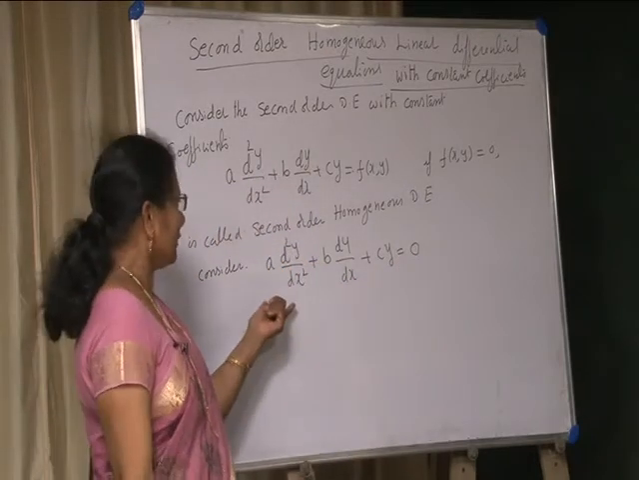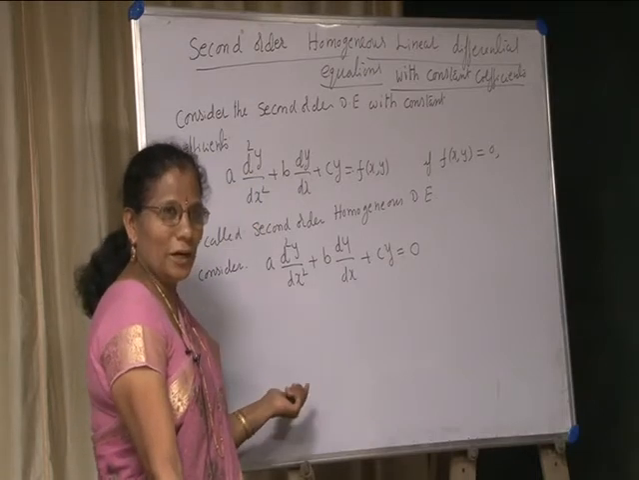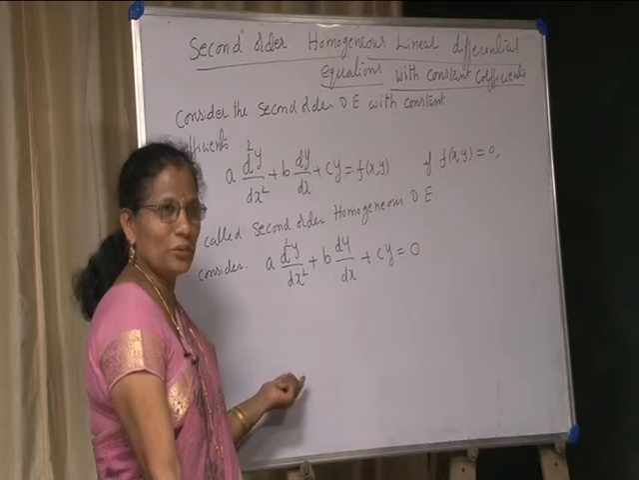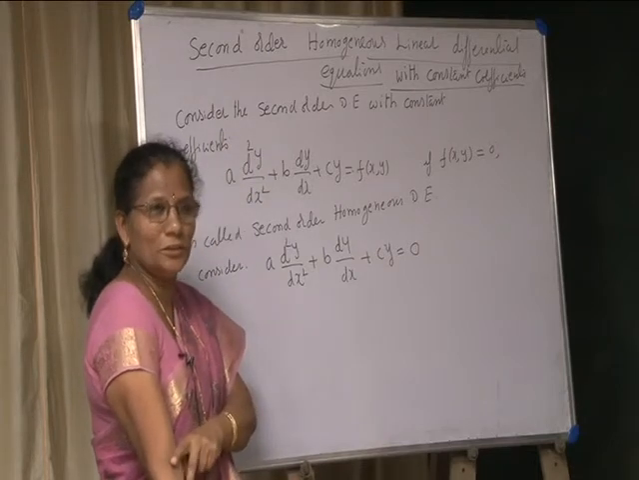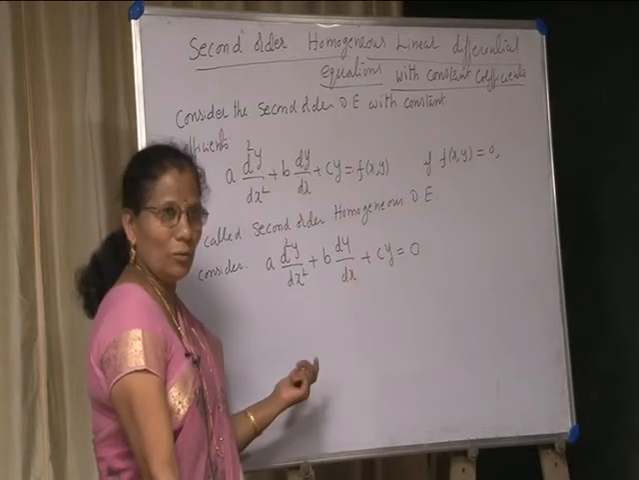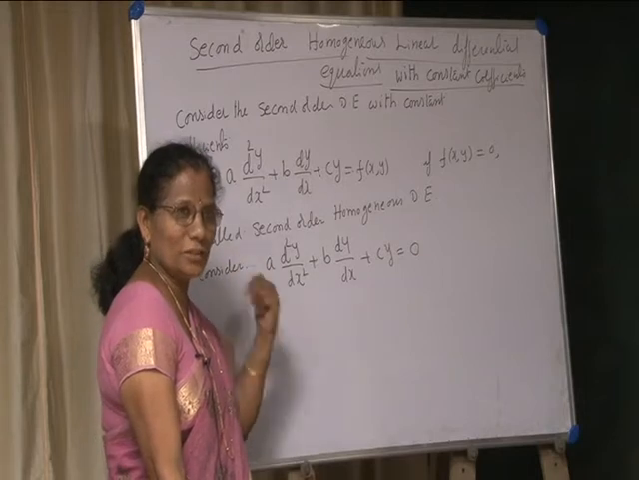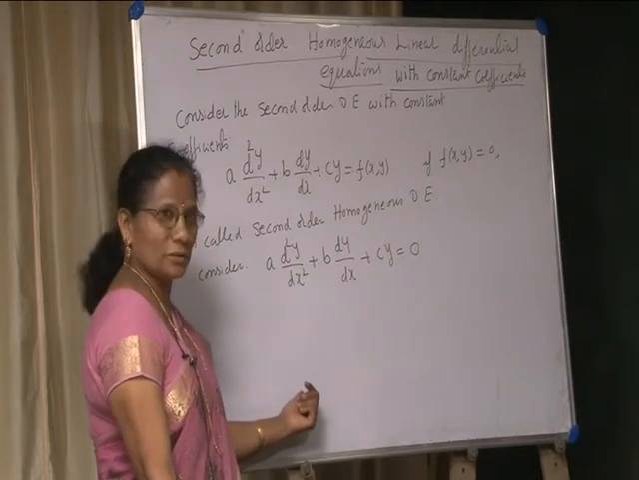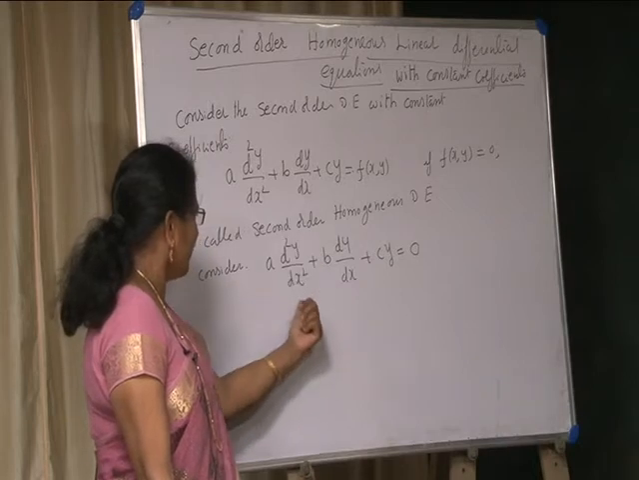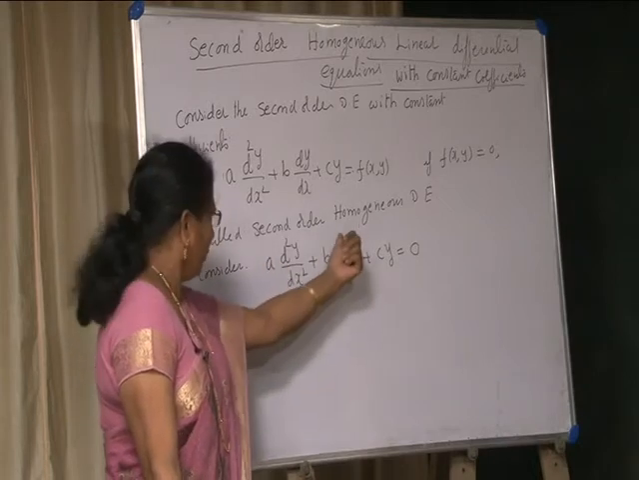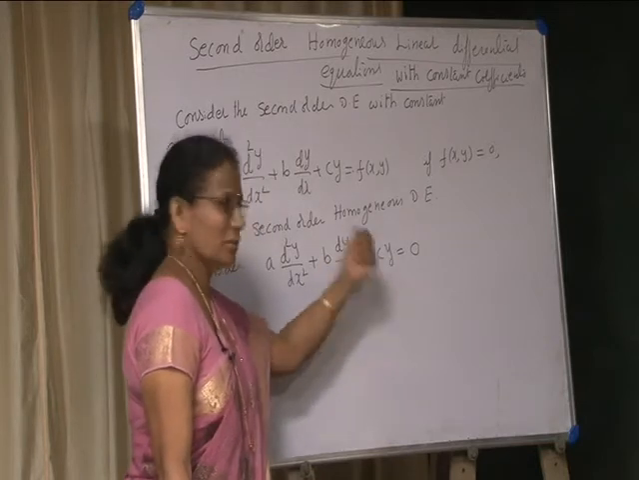Similarly, you can consider the third order homogeneous linear equation. If the highest order of the differential equation is 3, then we are going to call it a third order homogeneous differential equation. Now according to your syllabus, you have only second order homogeneous equations. How to solve this? The coefficient of d squared y by dx squared is a, the coefficient of dy by dx is b, and the coefficient of y is c.